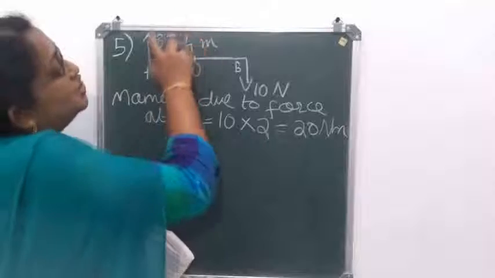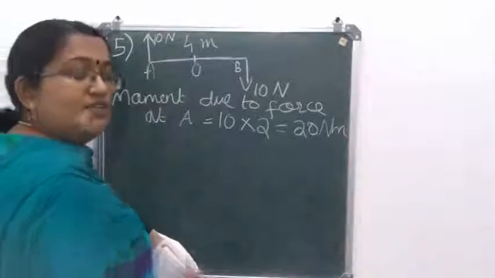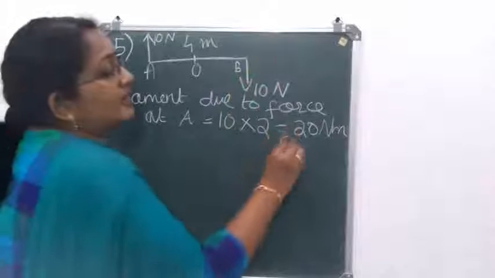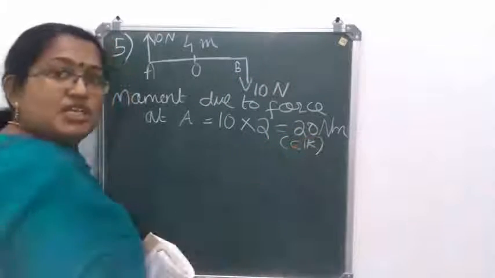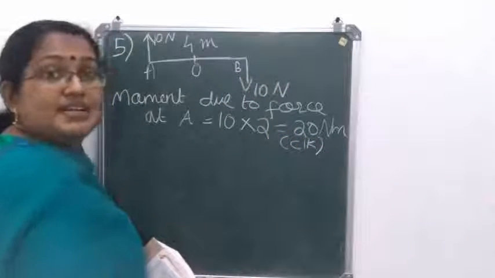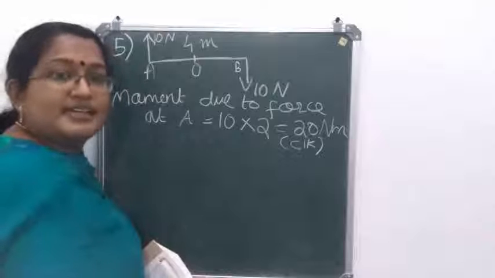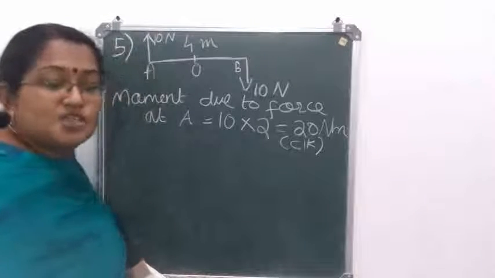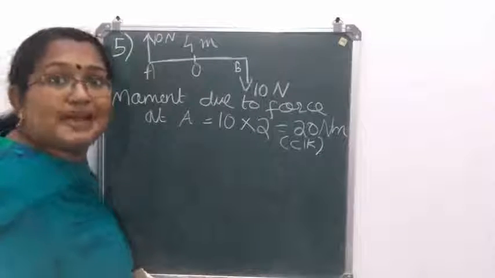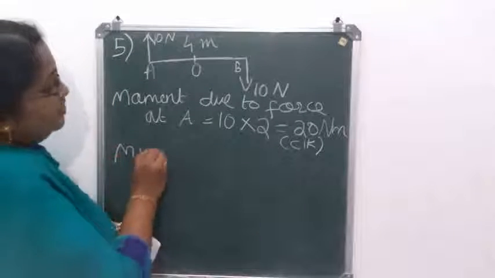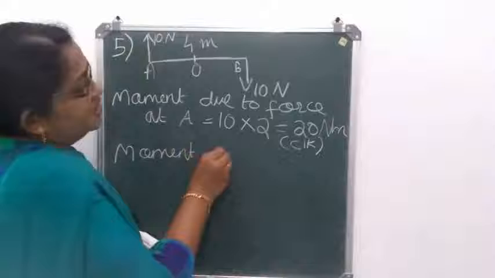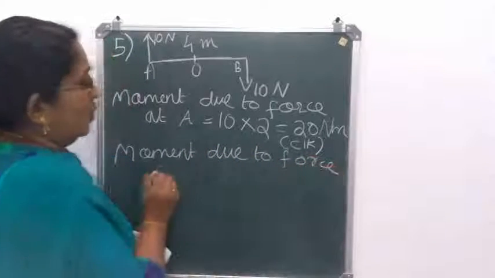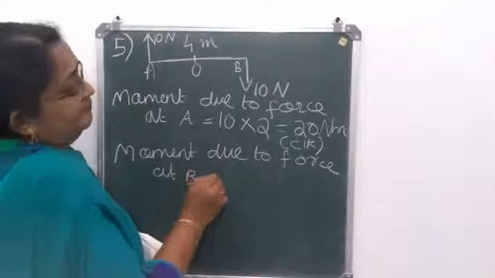And in which direction is the body moving, or in which direction will the rod turn here? In this direction, which means it is in the clockwise direction. If the resultant is asked, you have to write the direction. Then only you will understand whether you have to add or subtract. Now, next one, moment due to force at B.